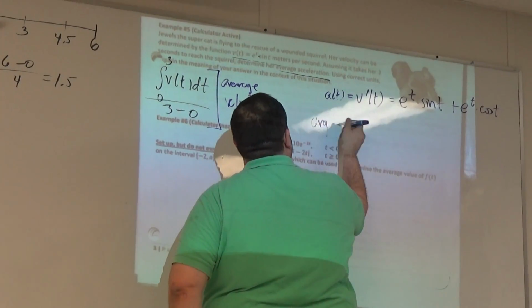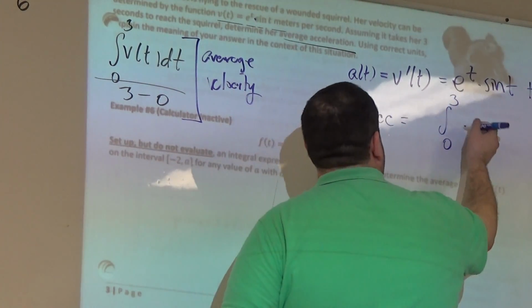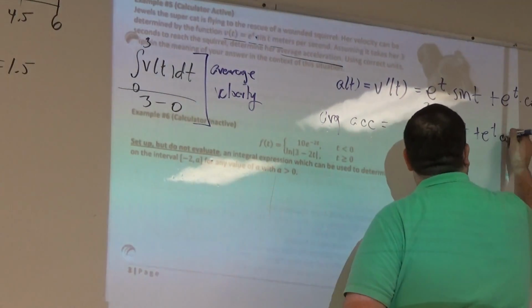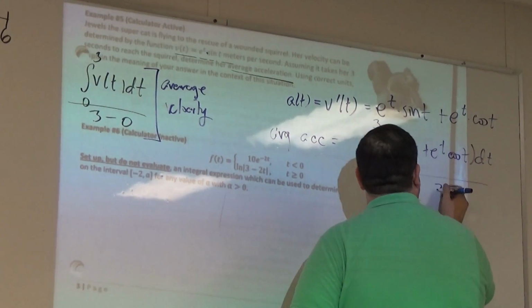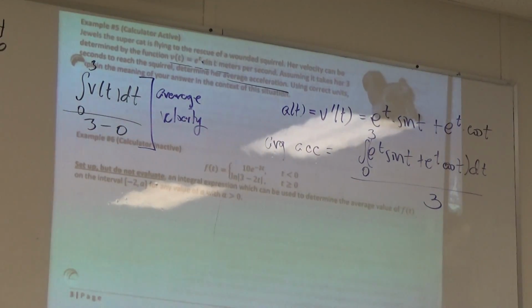So your average acceleration is going to be the integral from 0 to 3 of e to the t sine t plus e to the t cosine t dt, divided by 3. I'm not worried about you typing it into the calculator and getting the right number.